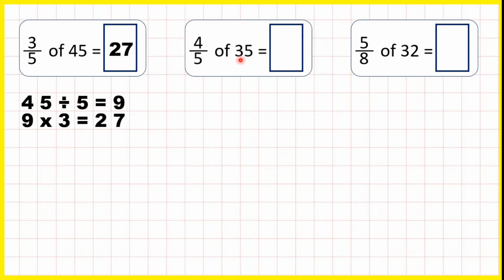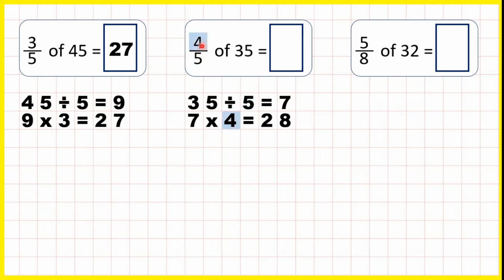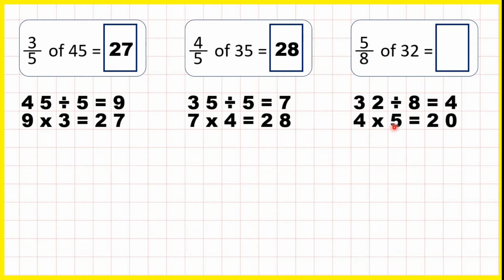Now find 4/5 of 35. So we start by dividing by the denominator, and 35 divided by 5 is 7. Then we take that 7 and times top, and 7 times 4 is 28, so that's our answer. Now find 5/8 of 32. So we start with 32 divided by 8, so dividing by our denominator, that gives us 4, and then we take that 4 and multiply by the numerator, so times top, and 4 times 5 is 20, so 5/8 of 32 is 20.